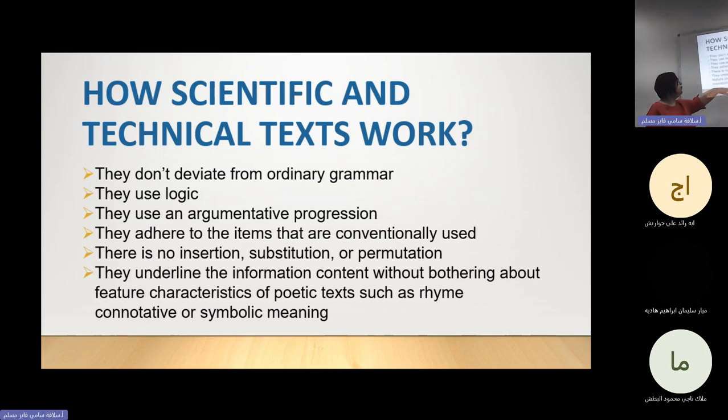They underline the information content without bothering about features characteristic of poetic text, such as rhyme, connotative, or symbolic meaning. احنا بنعرف انه الترجمة عبارة عن إخراج جميع المشاعر اللي في داخلنا لما نترجم، right؟ إلا في scientific and technical. هدول كل هالاشياء مشاعركم بتضبوها في البيت وبتستخدموا الكلمات الصحيحة المباشرة يلي بتهدف لهدف معين. Okay? So this is, I mean, scientific.